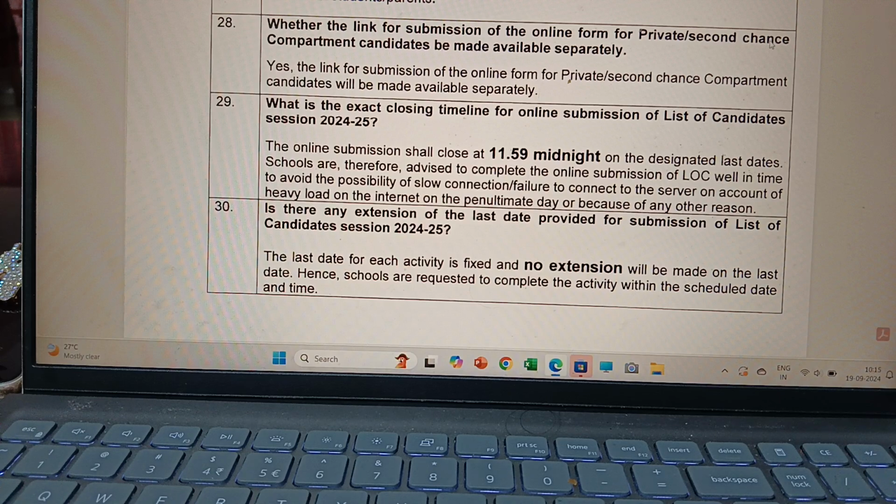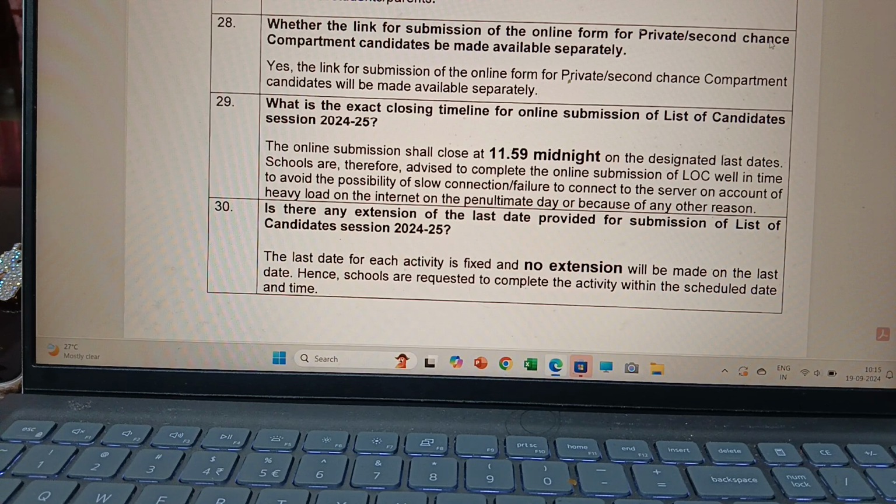Schools are therefore advised to complete the online submission of LOC well in time to avoid the possibility of slow connection or failure to connect to the server on account of heavy load on the internet on the ultimate day or because of any other reason.